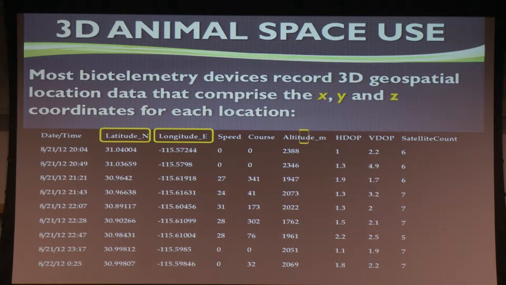And most biotelemetry tracking devices record three-dimensional geospatial location data that comprise those X, Y, and Z coordinates for each location. So here's a download of some of our Golden Eagle tracking data. We get the X and Y of the latitude and longitude, but we also get the altitude. And the altitude is really increasing in accuracy with newer models of telemetry devices. The cellular tracking technology people out there with their stand told me they get an average of like 1 to 5 meter vertical accuracy now.